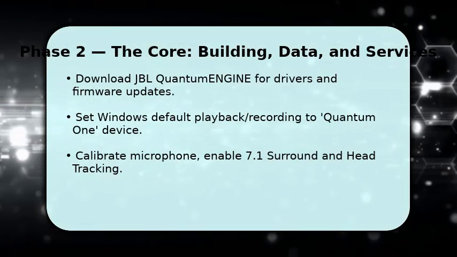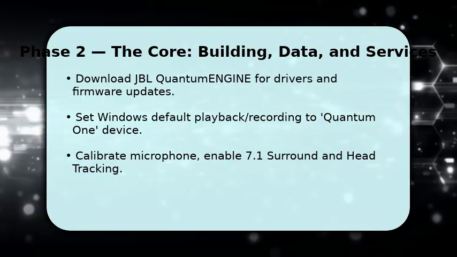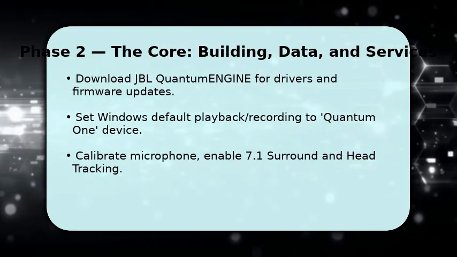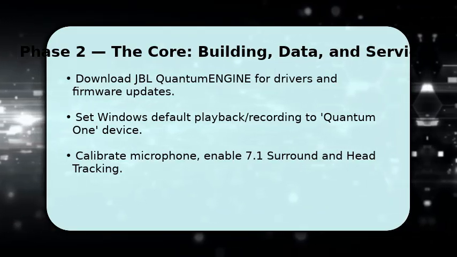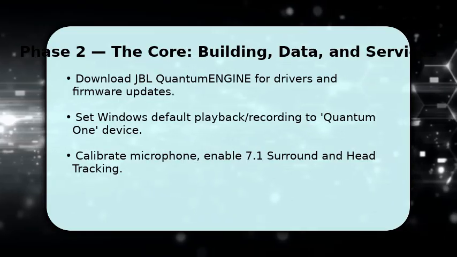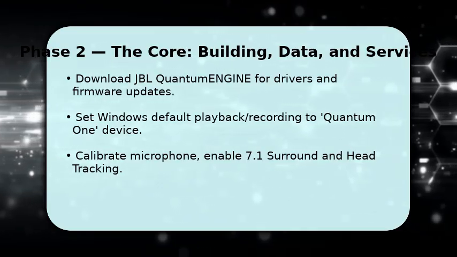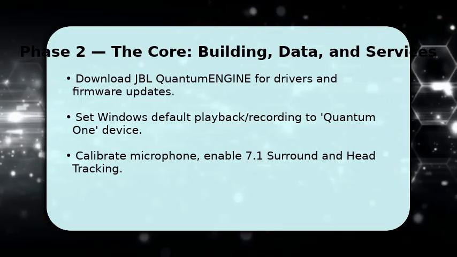Install JBL Quantum Engine to get firmware updates and full feature controls. The app exposes EQ, mic gain, and 7.1 surround toggles. In Windows sound settings, select Quantum One as default playback and recording. Otherwise, apps will use onboard audio.